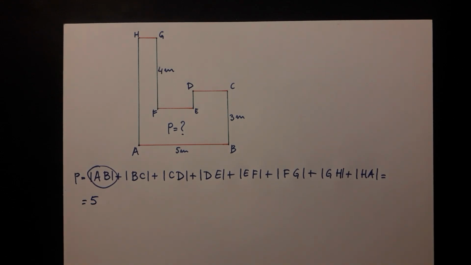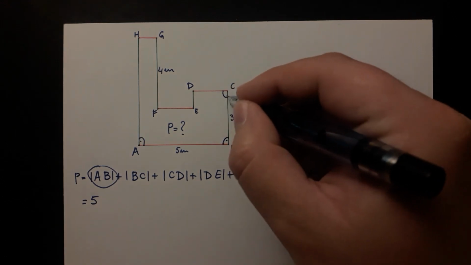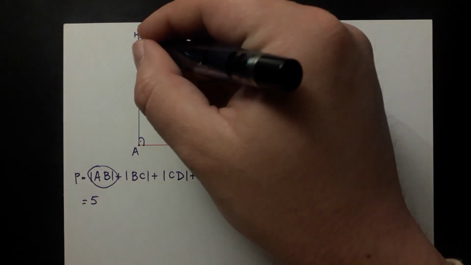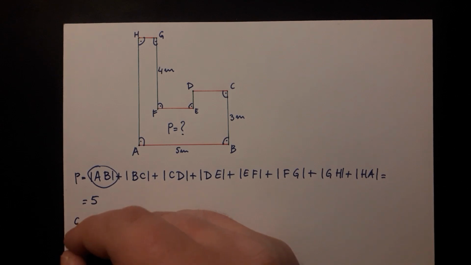We don't know the lengths of all these individual sides here at the top of the picture. I am talking about the horizontal sides, so these are GH, EF, and CD. But since the figure we are working with has all these angles to be right, that is going to make this situation easier. Because these angles are right, we can deduce that GH has to be parallel to AB.